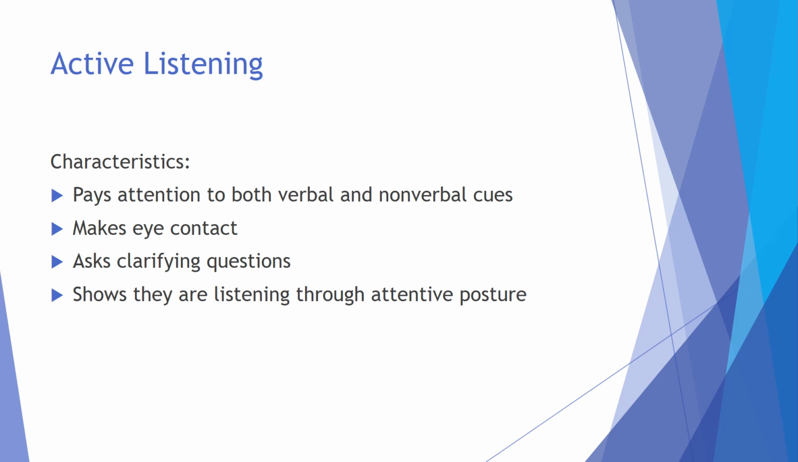They are also going to show the speaker they are listening by making eye contact and having attentive posture, meaning they're going to be nodding their head, leaning in, not looking at their phone, etc. They are also going to ask clarifying questions to get more information, which shows the speaker that they were listening and interested in what the speaker was saying. Active listening and assertive speaking are both essential skills for someone to have to be an effective communicator. An individual has to be able to function in both the speaker and listening roles in order to effectively communicate.